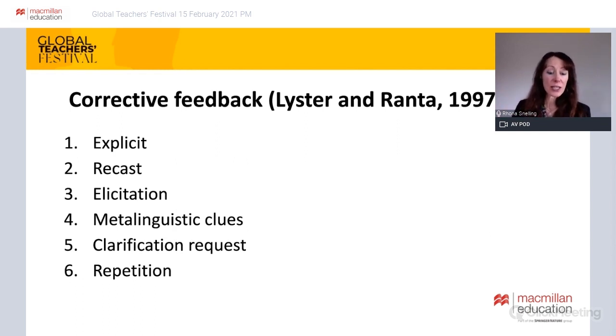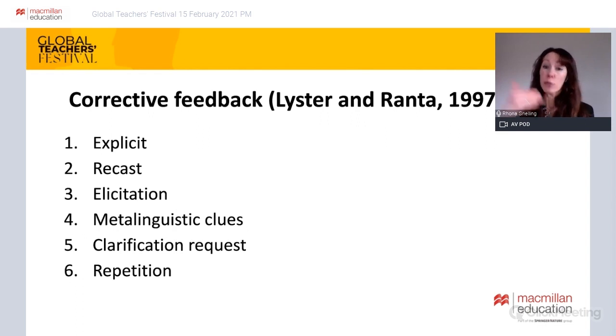Number 3, elicitation. That's where the teacher questions the error or repeats the sentence up to the error point. So with the example, "I go running yesterday," the teacher would say, "I..." and hopefully the student would notice that the next word probably isn't correct. So could I change the tense? And is able to notice and self-correct.